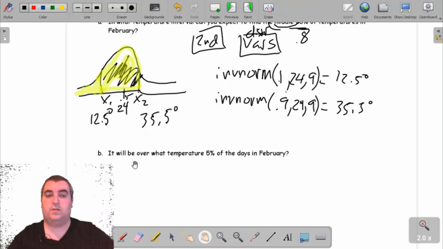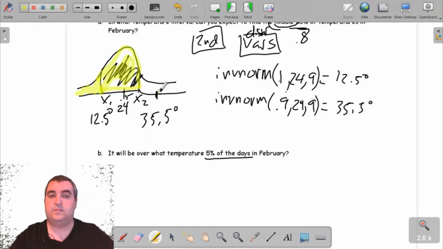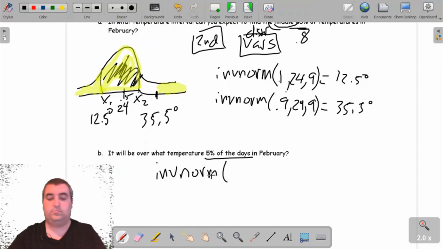Same distribution, same situation, but now it asks over what temperature will 5% of the days in February be. So now we're looking for where there's going to be 5% that we're caring about over here. Well, for our calculation, same idea. Second vars, inverse norm.